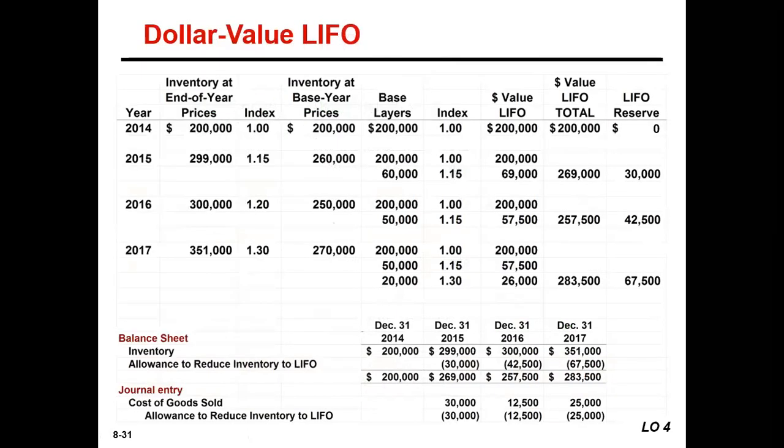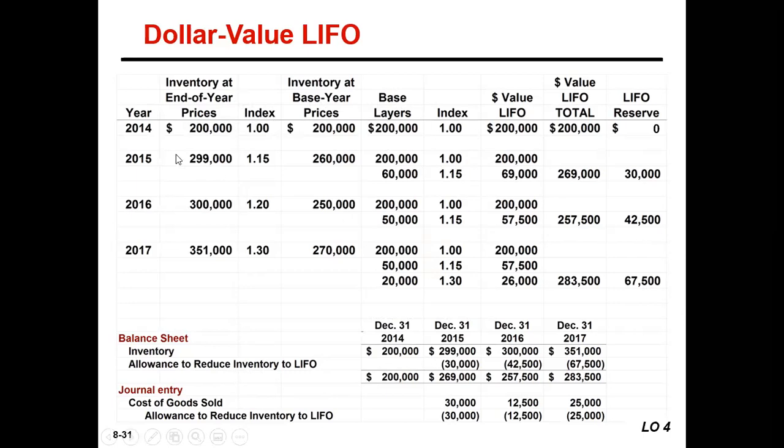Okay, and I know we're going to do one where we get practice doing this together. But again, it's just showing us here how we compute that LIFO reserve, basically, right? So according to that price index, what adjustments need to be made to the balance sheet. Inventory, that allowance to reduce inventory to LIFO, again, a contra asset account to the inventory account on the balance sheet.